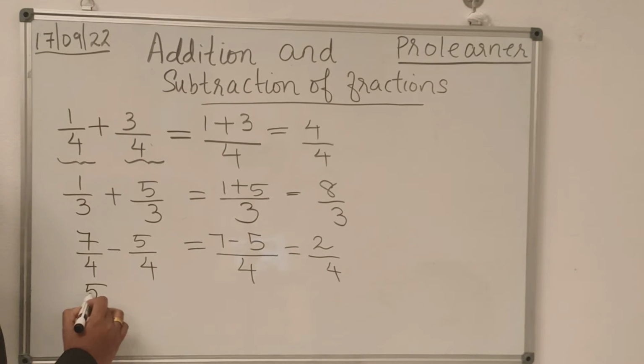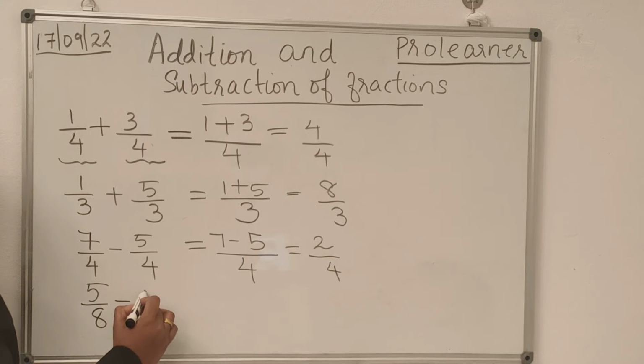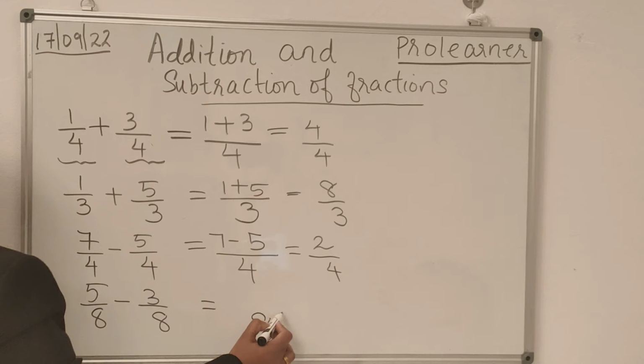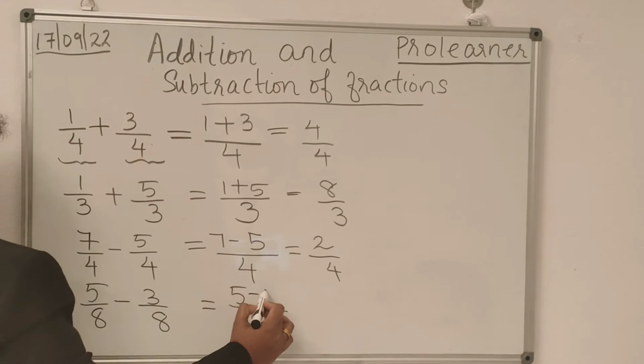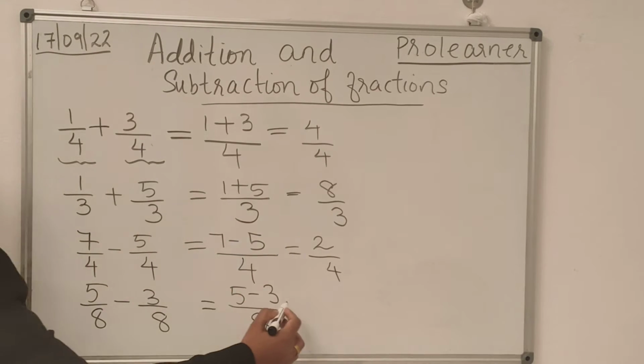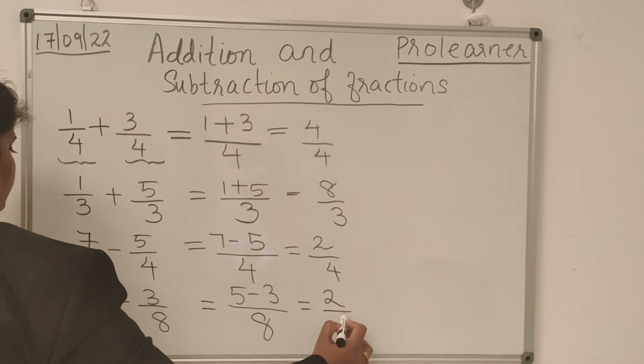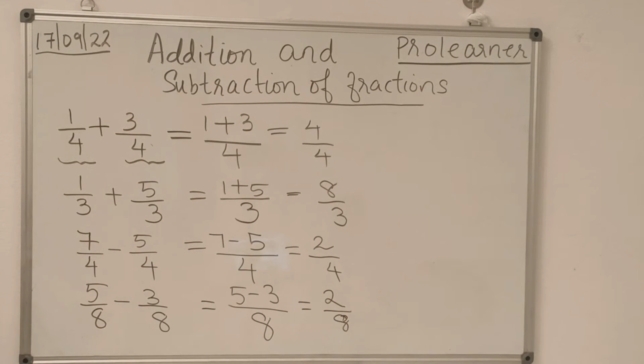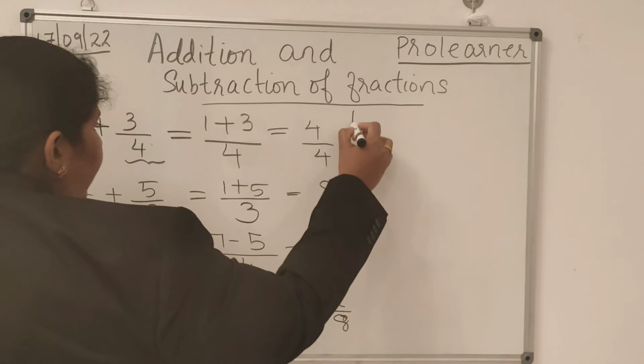Next one. 5 over 8 minus 3 over 8. How can you do this? The denominator will remain the same. We will subtract the numerators. 5 minus 3. What will be the answer? 2 over 8. So this is the case for like fractions. So for like fractions, what we will do? We will keep the denominator the same and then we will do the operation which is given in the fraction, either addition or subtraction.